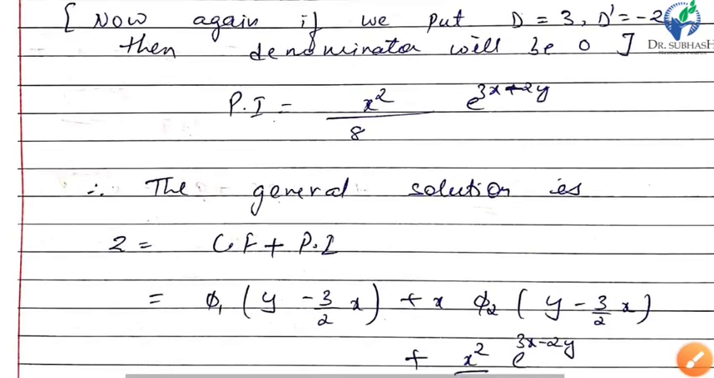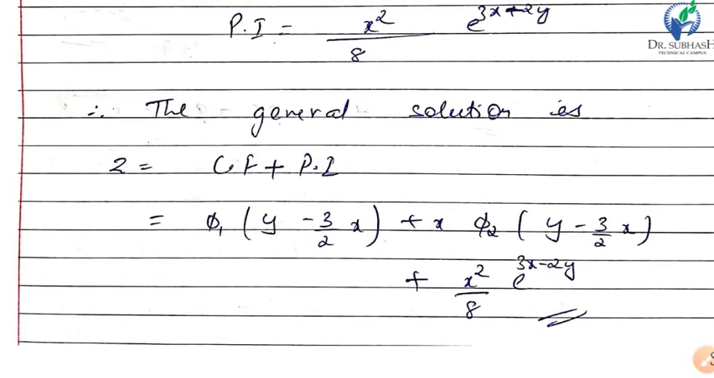So the general solution is z equal to CF plus PI, where CF is phi 1 of (y minus 3 by 2 x) plus x times phi 2 of (y minus 3 by 2 x), plus x squared by 8 e raised to 3x minus 2y. So this was the first case, when f of x y, that is the RHS part of the homogeneous differential equation, is not 0.